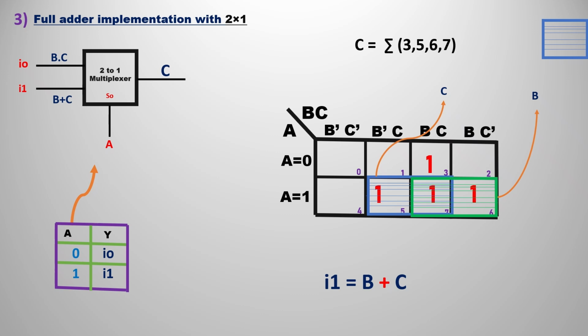In the same fashion, for A equals 1, you can see 5 and 7 made as a group, and 7 and 6 can be made as a group. So we have two groups. For the first blue group, B is changing, so C is not changing, so that is C. Plus, we have the second group, where B is not changing. So B plus C is our output, that is I1.